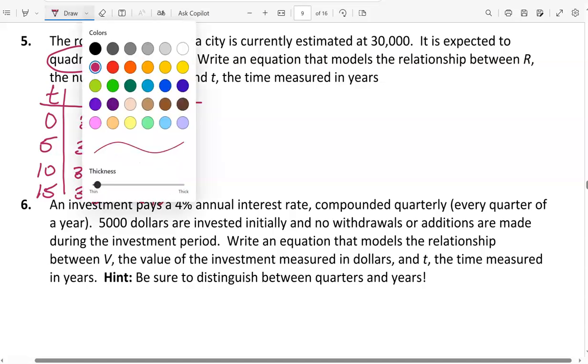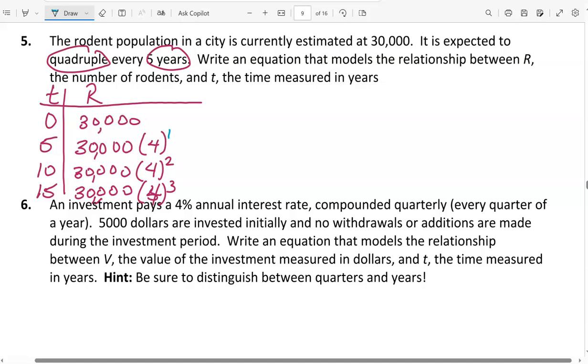I'm going to go back and put some implied exponents, 4 to the 1. And in our initial row, we have 30,000 times 4 to the 0. What we'll notice about our exponents is that they are all the T value divided by 5. So R, the rodent population, is equal to 30,000 times 4 raised to the T divided by 5.